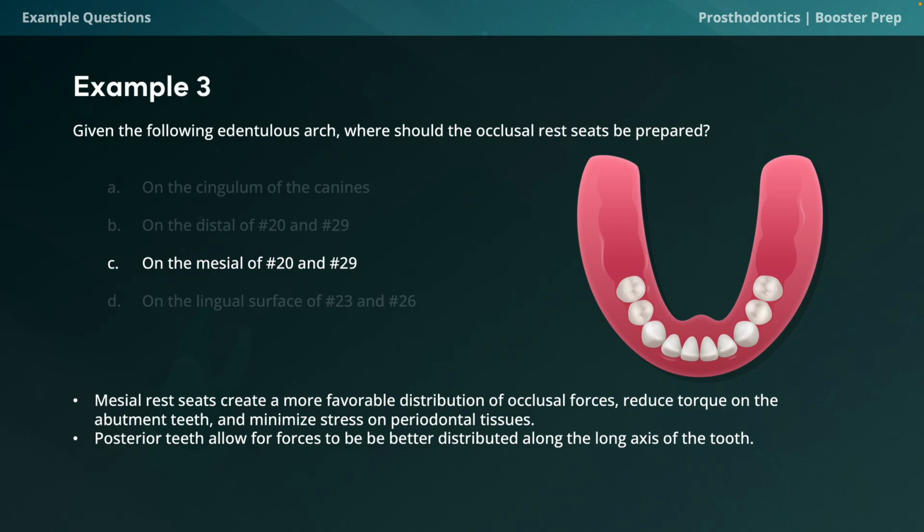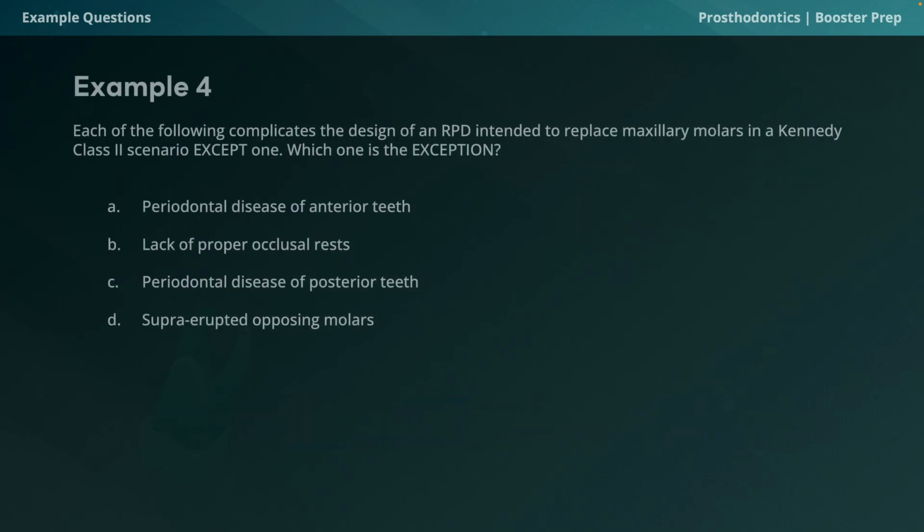Remember guys, mesial rest seats create a more favorable distribution of occlusal forces, they reduce torque on the abutment teeth, and they minimize stress on periodontal tissues. Posterior teeth such as the premolars allow for forces to be better distributed along the long axis of the tooth. Alright, moving on to the next question.